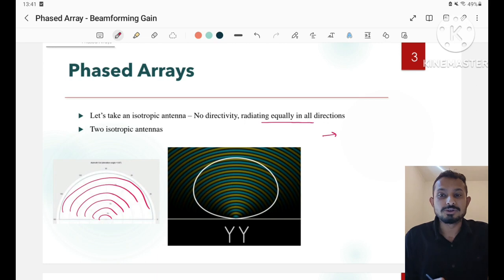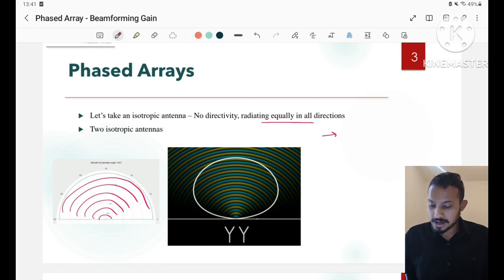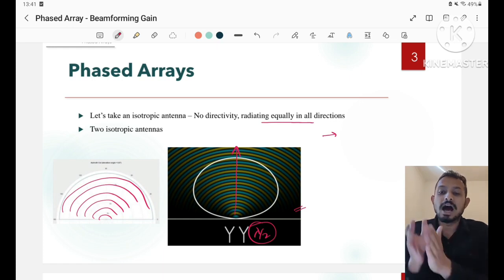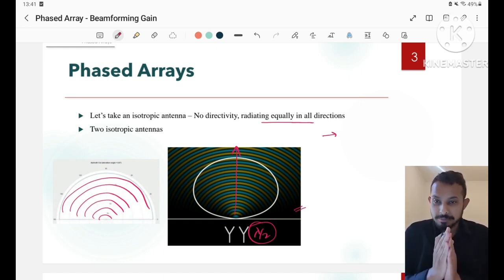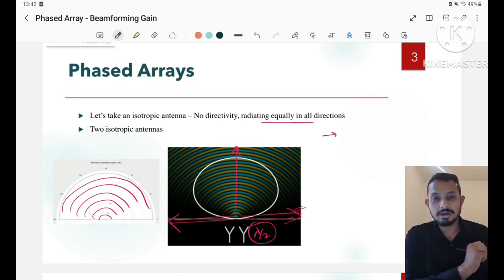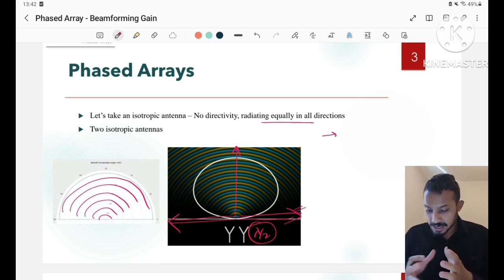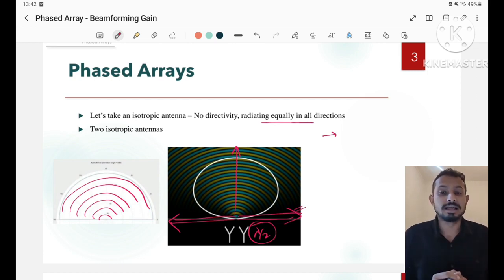Now if we take two isotropic antennas radiating exactly the same sine waves, and these two antennas are placed λ/2 apart, this is the radiation pattern that we obtain. We can see in the boresight direction, the two signals are perfectly in phase with each other. That means both are high or low at the same time, and they constructively add in this direction. Whereas in the horizontal direction, the two waves are exactly out of phase with each other and they cancel out, and very little energy is there in this direction.